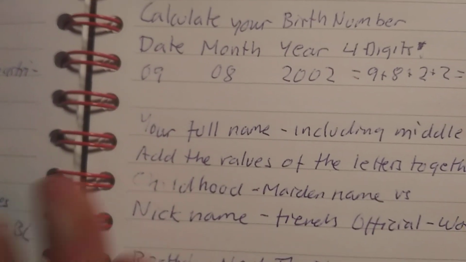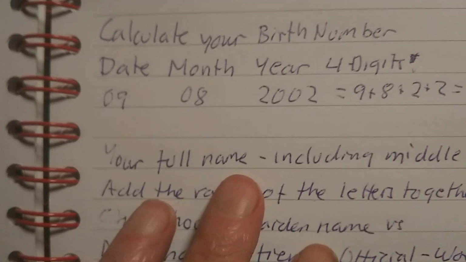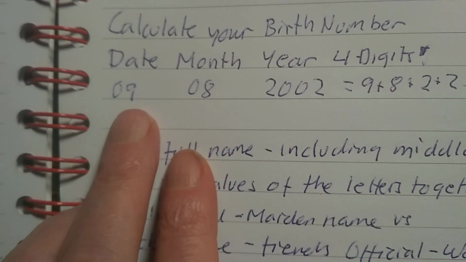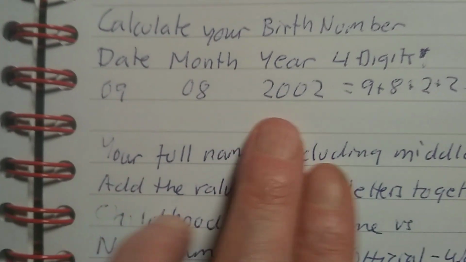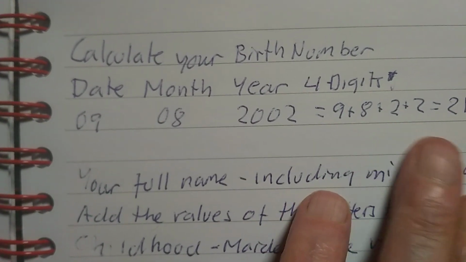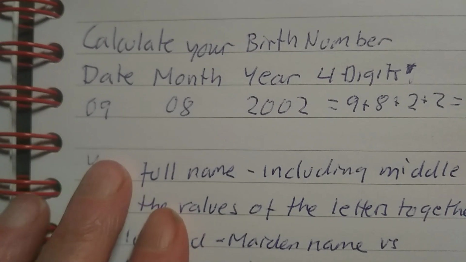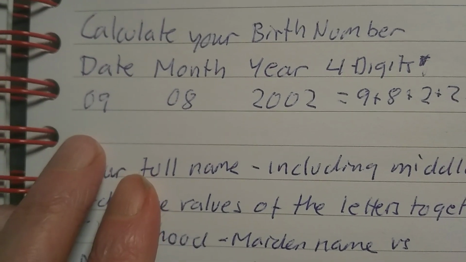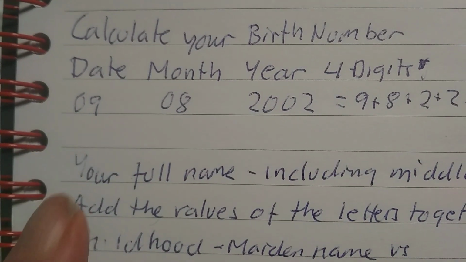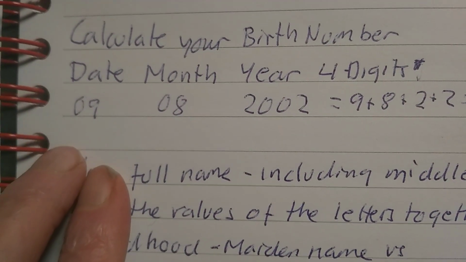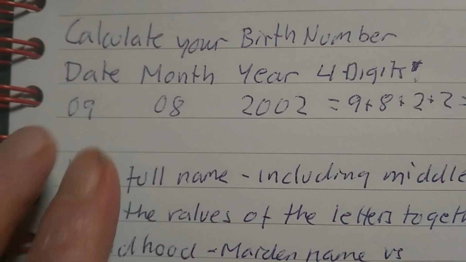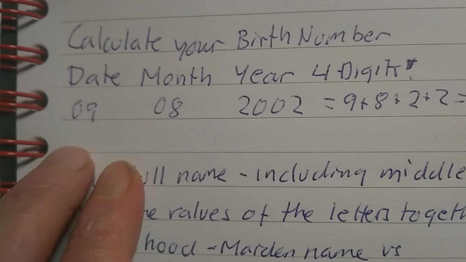And this is just the basic of Pythagorean. Calculate your birth number, like date, month, year, and all 4 digits, and it's 9822 and so on. And for me, my birthday is the 27th, so it is a 9. But it also contains 2 numbers, 2 and 7.